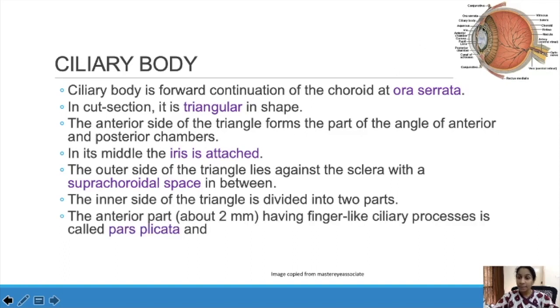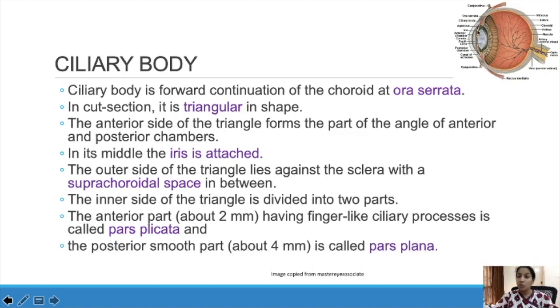The anterior part, it's about 2 mm. The anterior part here, the front part, having finger-like ciliary processes, is called pars plicata. So this is where the ciliary processes, finger-like structures, are there. That is known as pars plicata. And the smooth posterior part, that is 4 mm, this is little longer, right? Is called pars plana. So this is pars plana, and this portion is known as pars plicata.